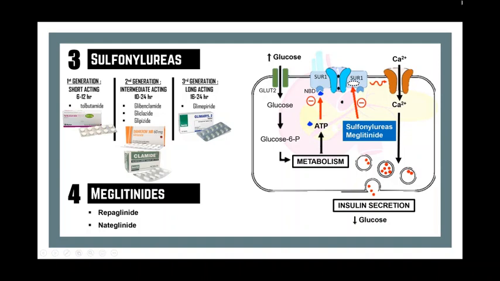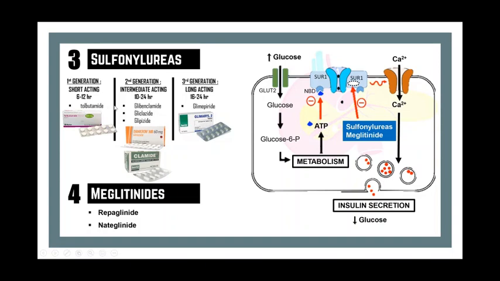The third and fourth glucose-lowering agents are sulfonylureas and meglitinides. Here are the drugs that are available in the market. There are three generations of sulfonylureas, which differ from one another through the half-life of the drug, as shown here.